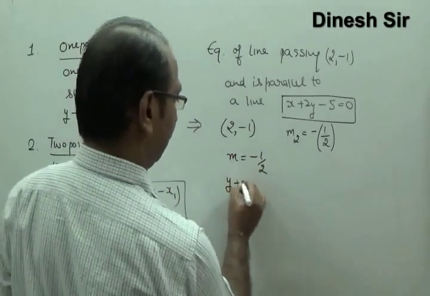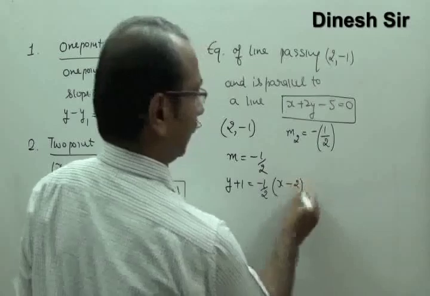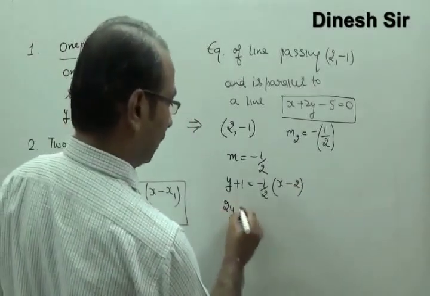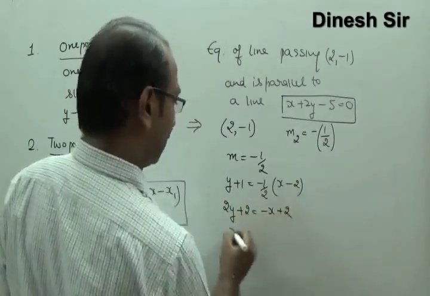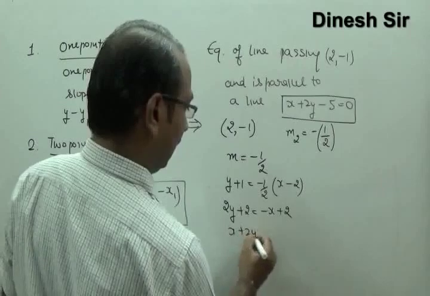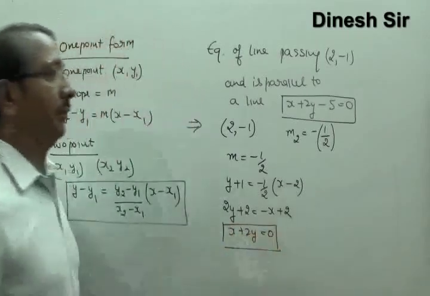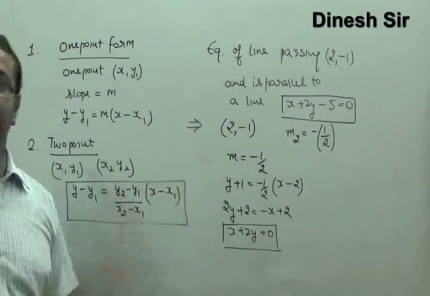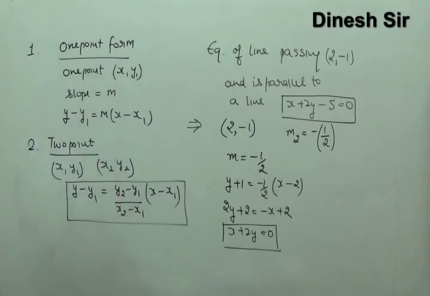Now, to find the equation of this line, that is y minus y1 equal to m into x minus x1. I will take 2 as LCM, so that is 2y plus 2 equal to minus x plus 2. Here I can say x plus 2y is equal to 0. So this is the equation of the required line, which is passing through the point 2 comma minus 1 and is parallel to the given line x plus 2y minus 5 equal to 0. I hope the idea is clear.